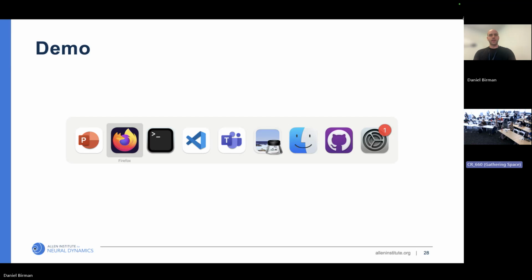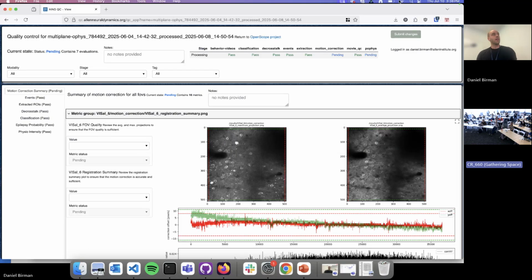Okay, so let's look at the actual portal. So this is the portal website. Again, at the top is the overall state of this asset. So we are looking at a multiplane ophys asset that was collected on this date, that was run through the processing pipeline that Arielle told you about, and popped out of the pipeline at this date and time. So sometime last month, I guess, or something like that. The overall state of this asset right now is that it's pending. That means that it is awaiting manual evaluation, which we'll do a little bit of right now.